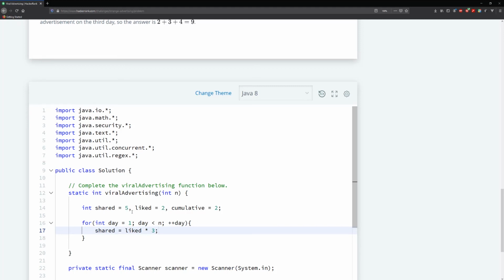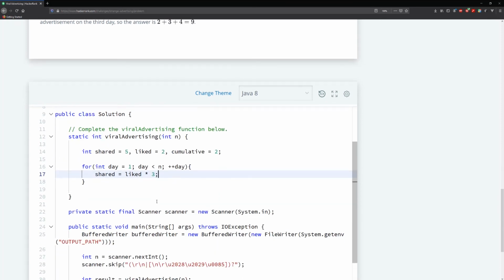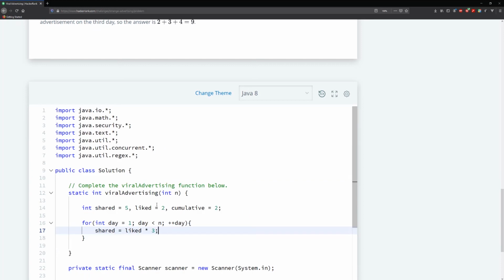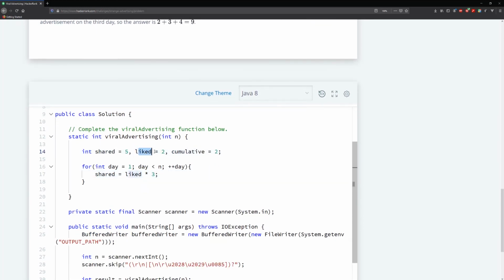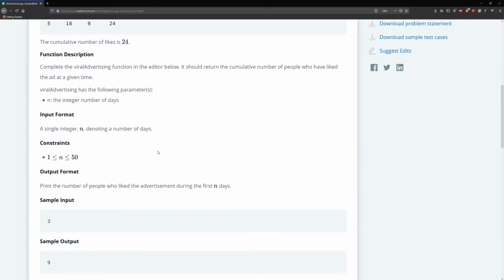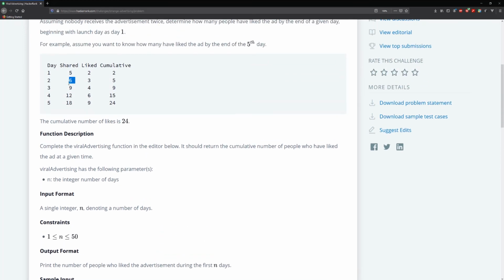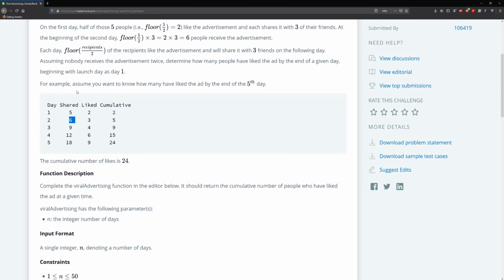So in our first day, we had five people, and we know that half of those five people liked the ad. So on our second day, it's going to be just two people are going to share with three of the friends. So it's going to be the two people that liked it times three, which is going to give us six for the second day. Now, what we need to do is get the likes. So the likes is just going to be the floor of the recipients divided by two. So now the recipients are six, so we get six divided by two to give us three.